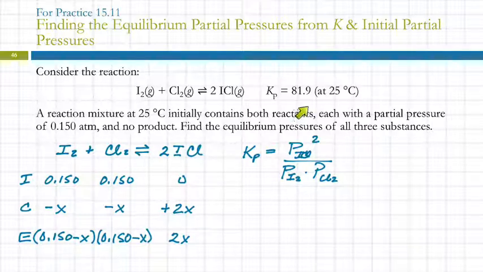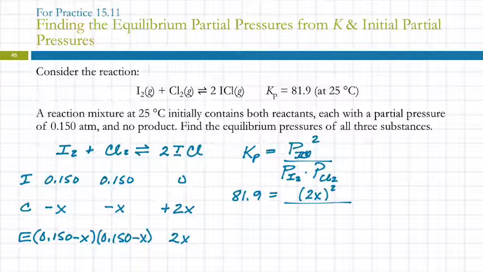We're given what Kp is, so I'm going to put that in, 81.9. My pressure for ICl is 2x, and it's that whole thing squared. It's important that the 2 gets squared as well. And then the denominator is the pressure of each reactant. So I've got 0.150 minus x times 0.150 minus x. Now you could rewrite that as that quantity squared.